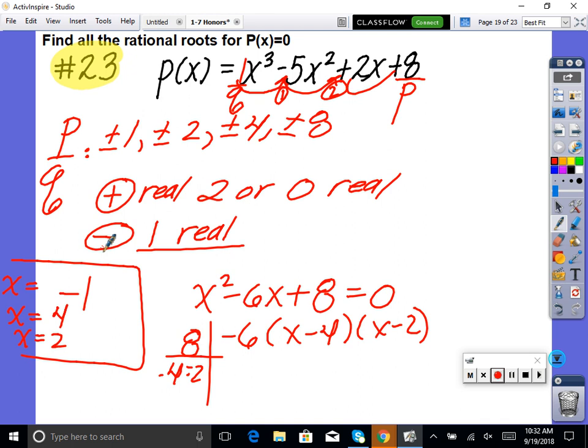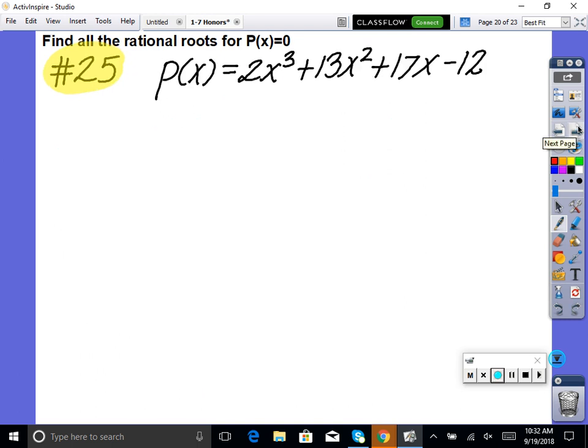Okay, all good? Hey, what if this quadratic wouldn't have factored? We would have been done, huh? Because that's the only rational root. Okay, we're getting it. Okay, let's do one more. Number 25.